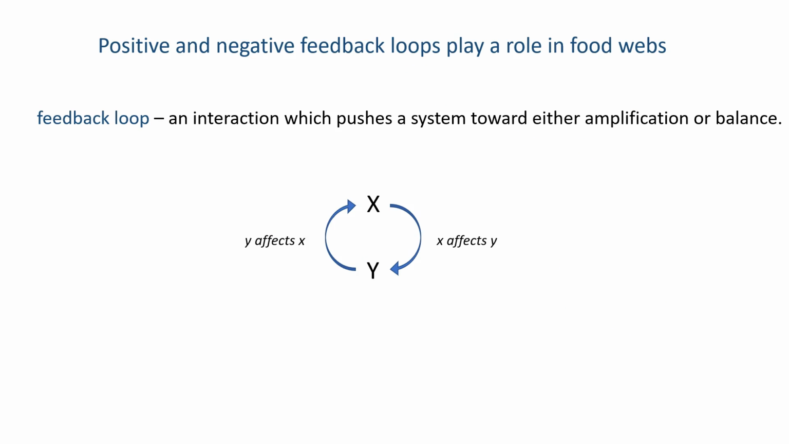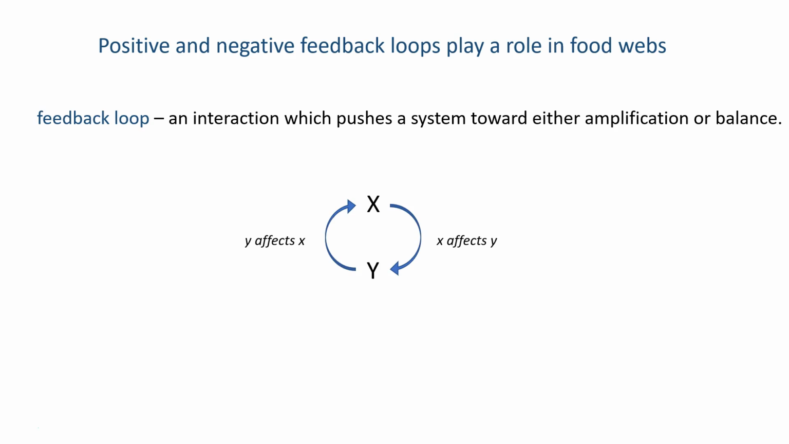An important thing to know about food chains and food webs is that they are systems. That is to say that they are made up of different interacting parts. If you remove one part of the food web, the rest of the food web could be affected. In systems, there are feedback loops that occur. Feedback loops are interactions between parts of the system that cause the system to either become more stable or to amplify. For example, in this simple system here, X affects Y, and Y in turn has an effect on X.